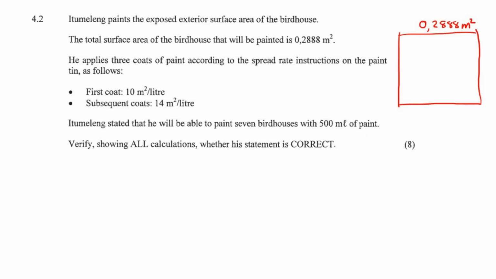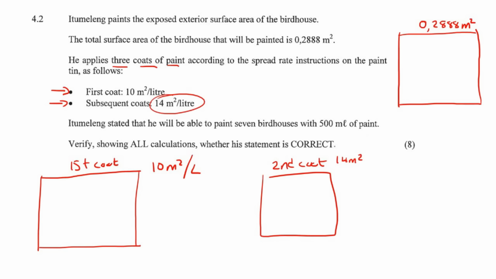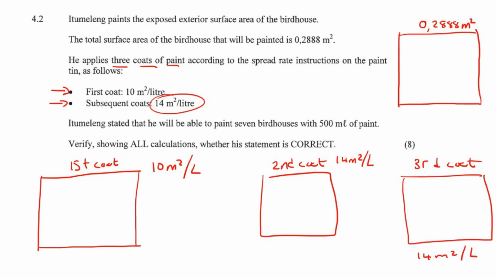And we know that he's going to apply 3 coats of paint. So he's going to do a first coat and then a subsequent, which means the remaining coats. The first coat he will apply at 10 meters squared per liter, and then he'll do the second coat, which would be 14 meters squared per liter, and then the third coat will be the same, 14 meters squared per liter.